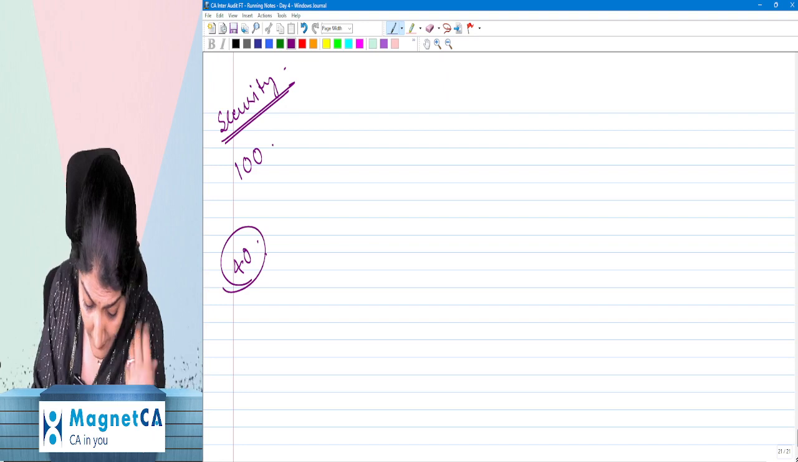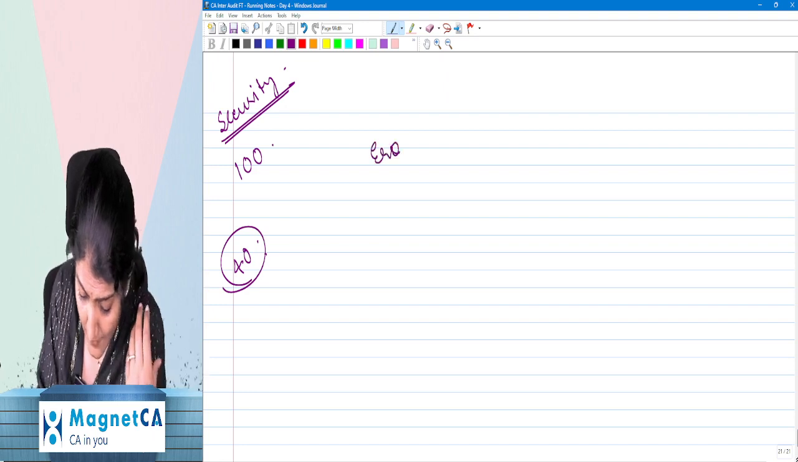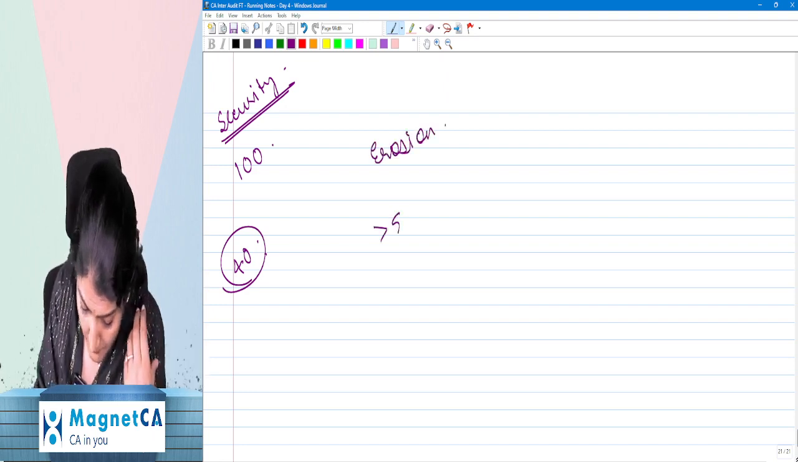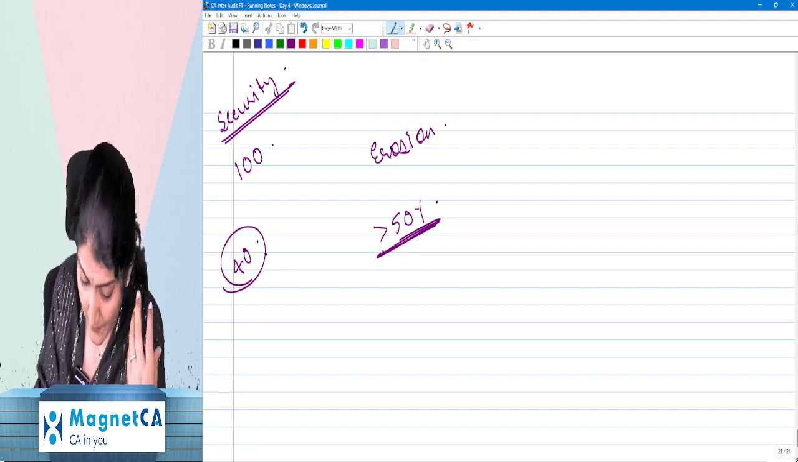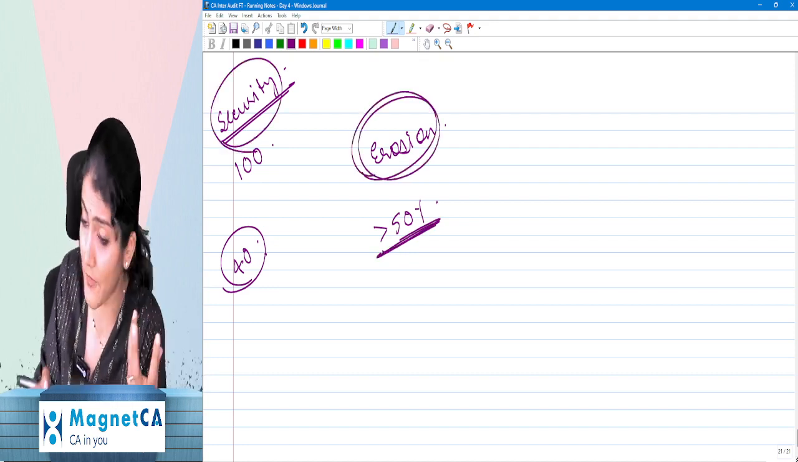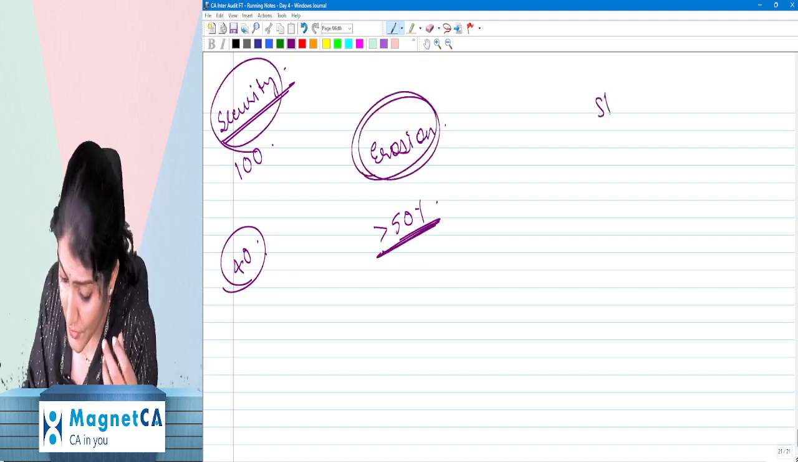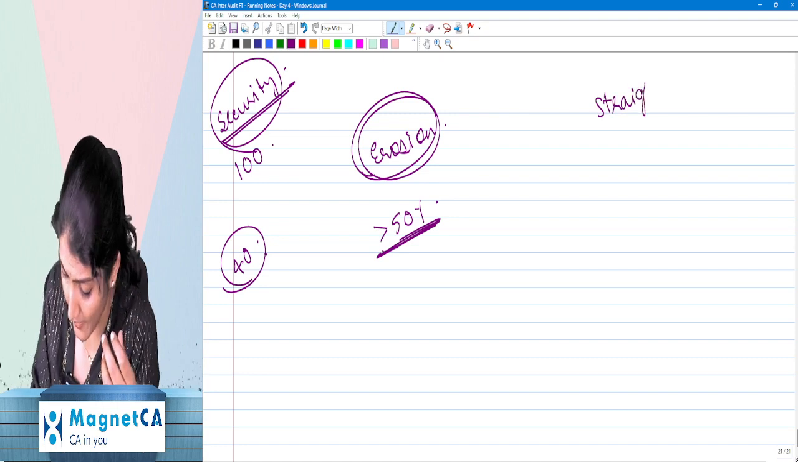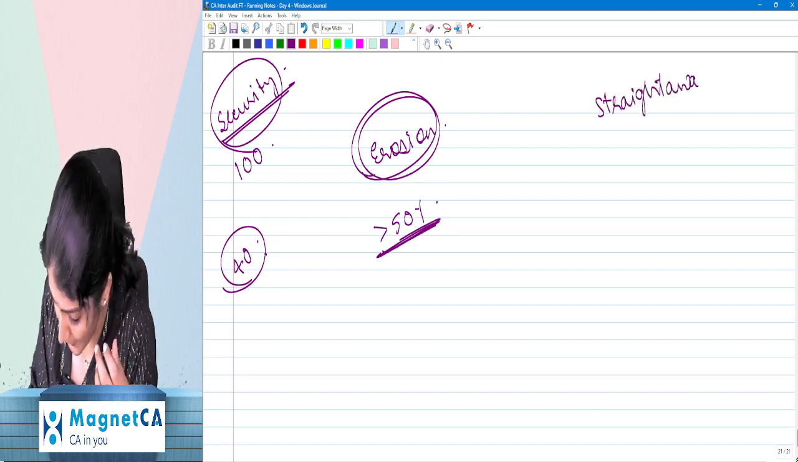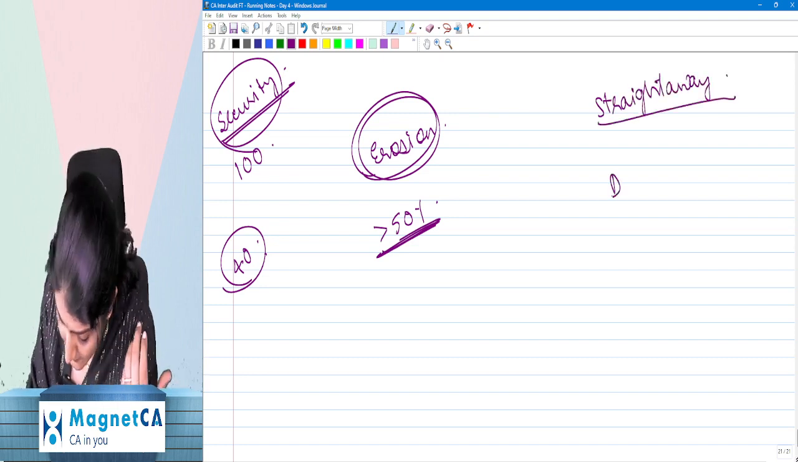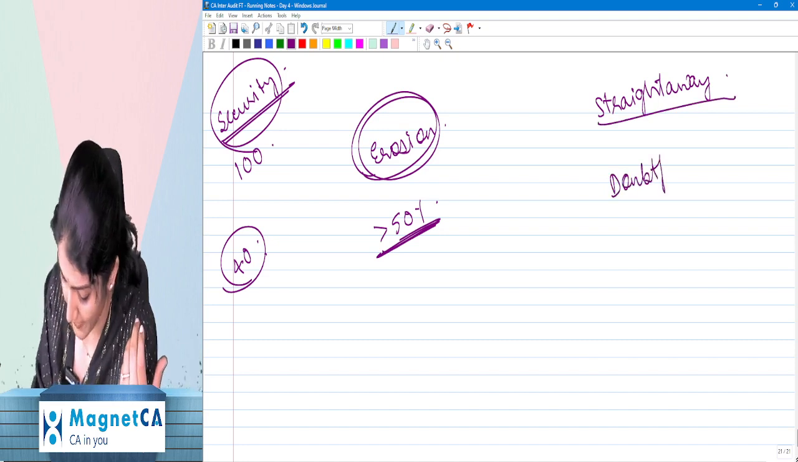That means what? The erosion in the value of the security, is it more than 50%? More than 50% erosion in the value of security? Yes. So it says straight away, you put it away, straight away classified as the doubtful asset.